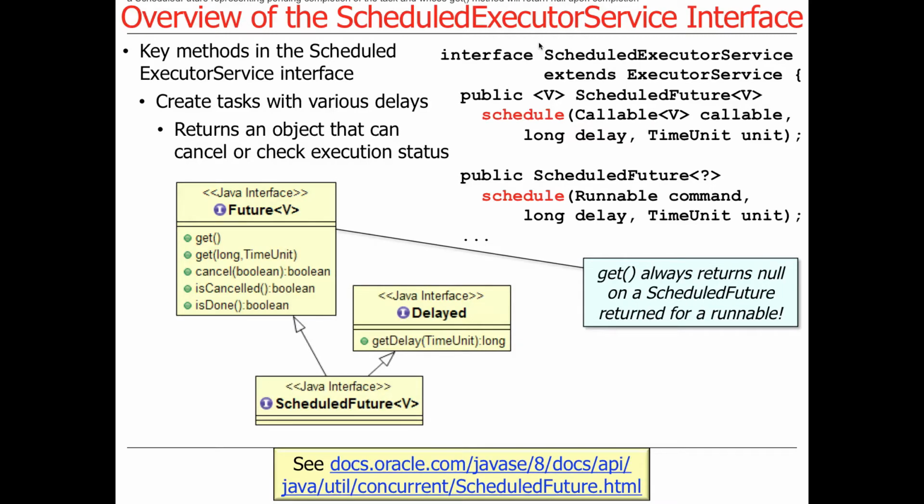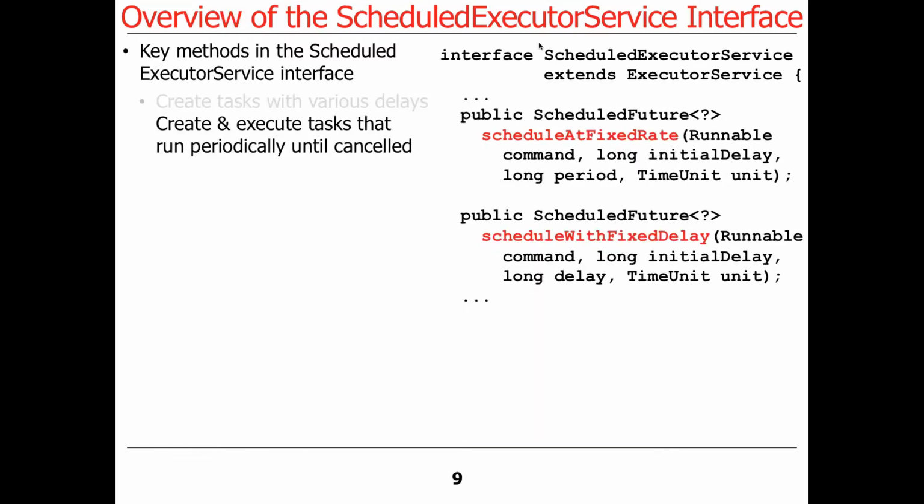And what this returns is basically something called a scheduled future. So a scheduled future is a future and a delayed, and so it's going to have the ability to do all the future operations as well as find out how long it'll take before the thing gets run. And I'll show you an example here in a minute of using a scheduled future.